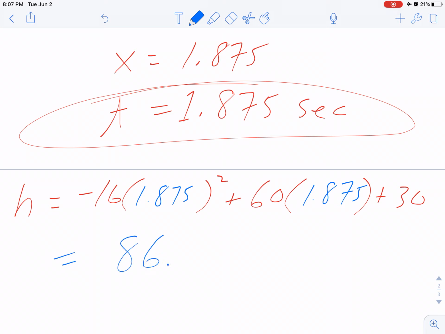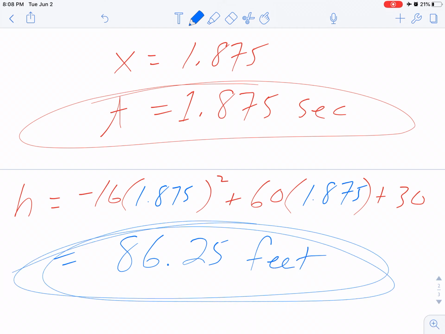So the height of our projectile is 86.25 feet. It took 1.875 seconds to reach that maximum height.